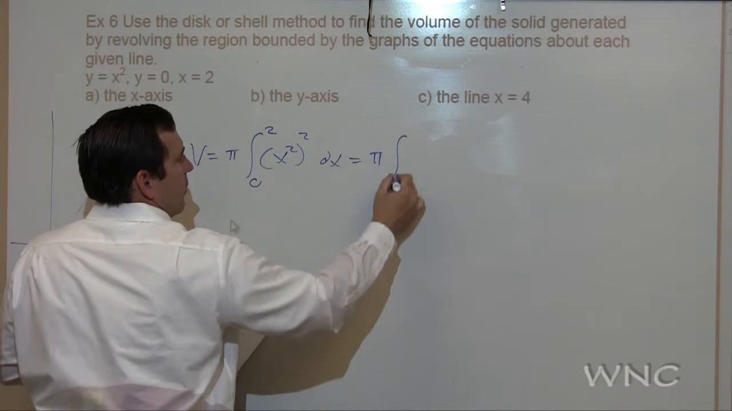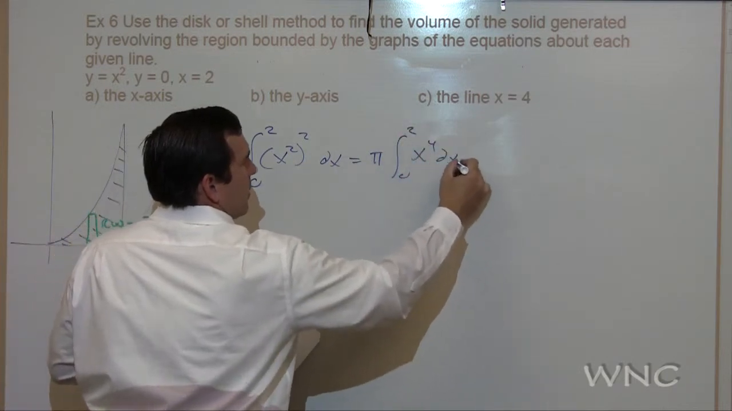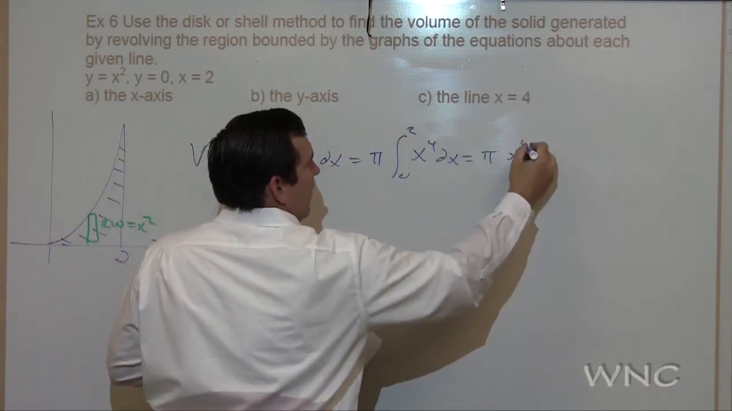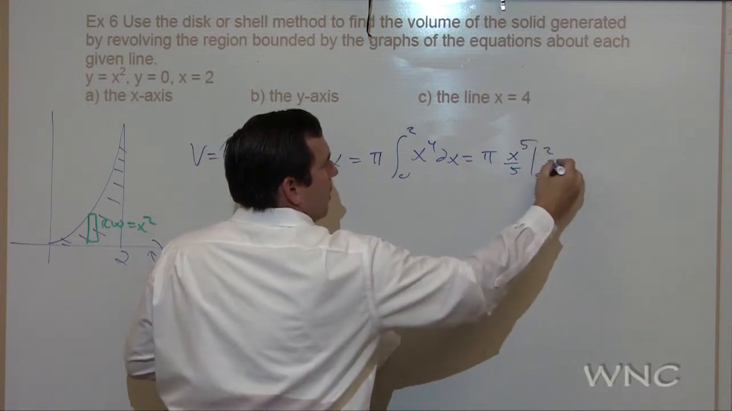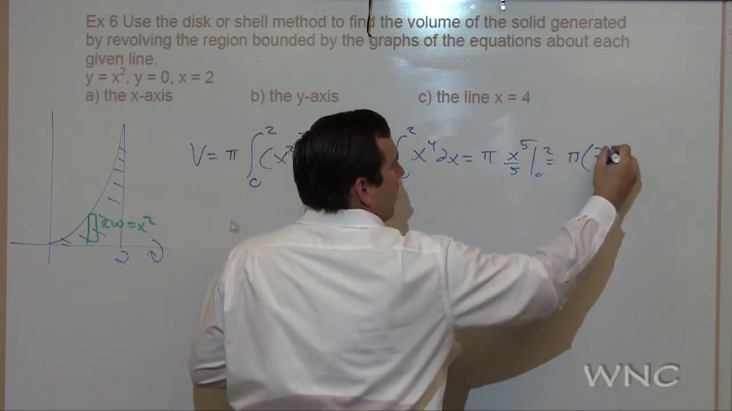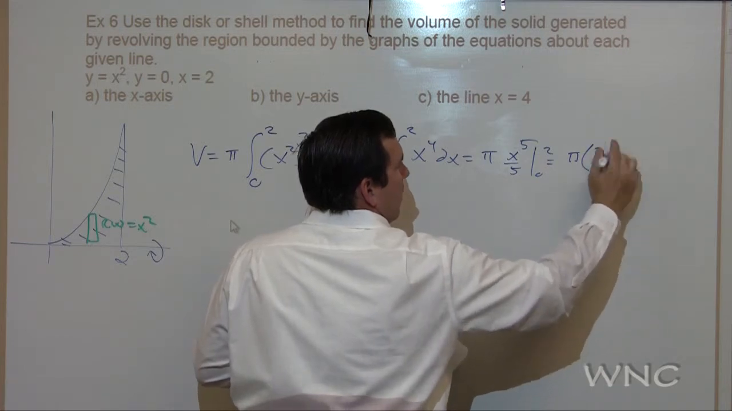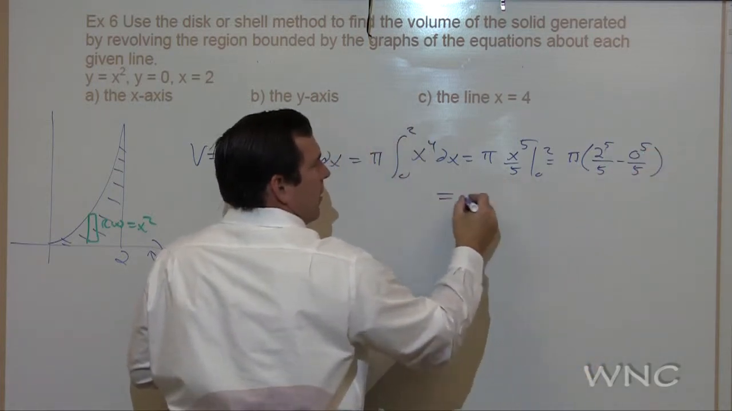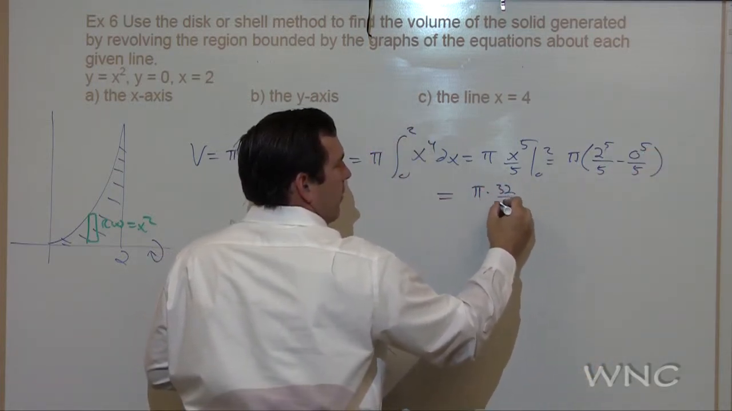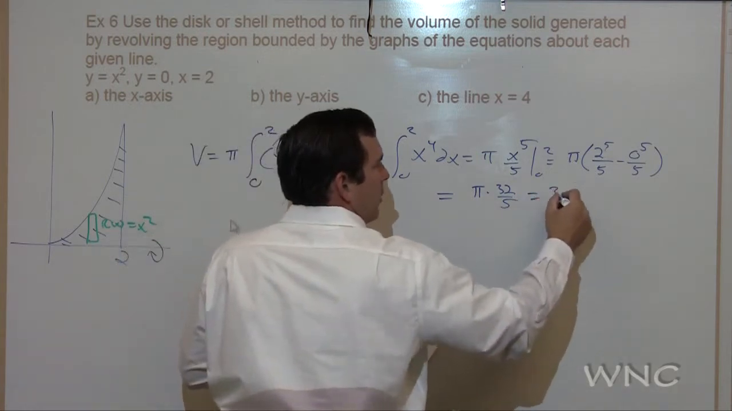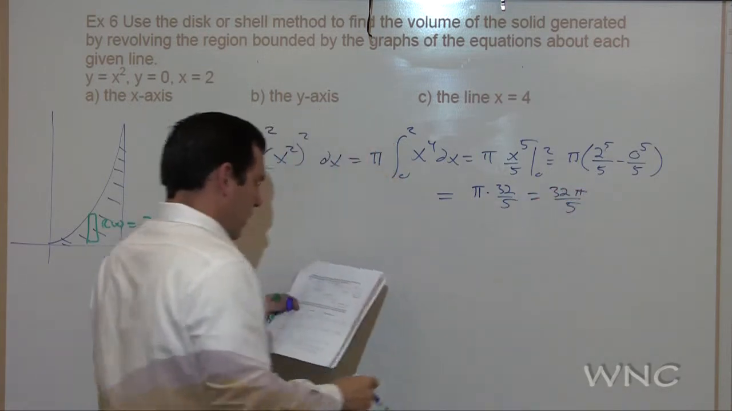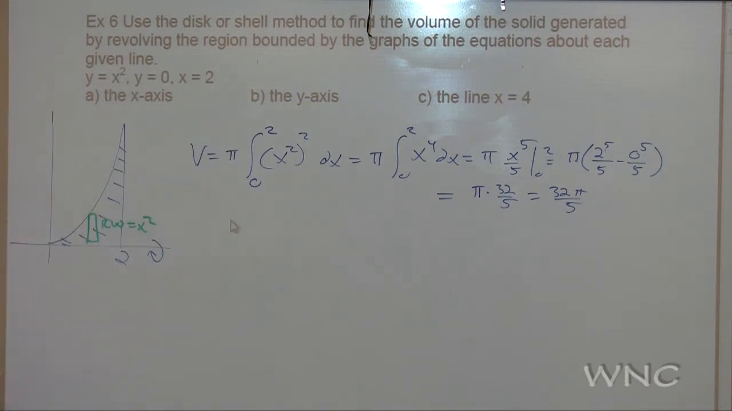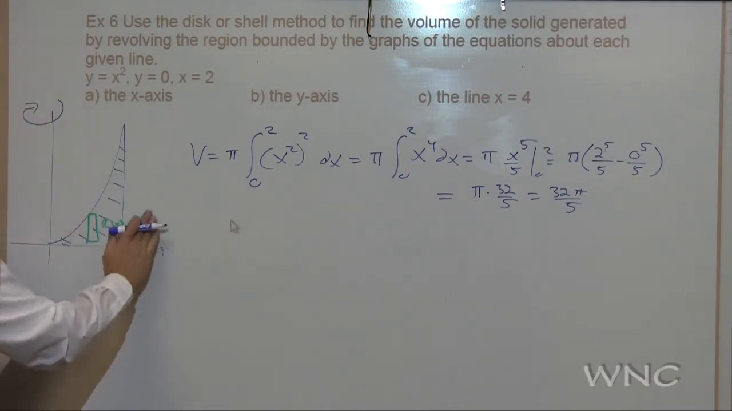That's pi times the integral from 0 to 2 of x to the 4th dx, which is pi times x to the 5th over 5 from 0 to 2. That's pi times 2 to the 5th over 5 minus 0 to the 5th over 5. That's going to be pi times 32 over 5, or 32 pi over 5. So that's our first case. In our second case, we're going to go around the y-axis.